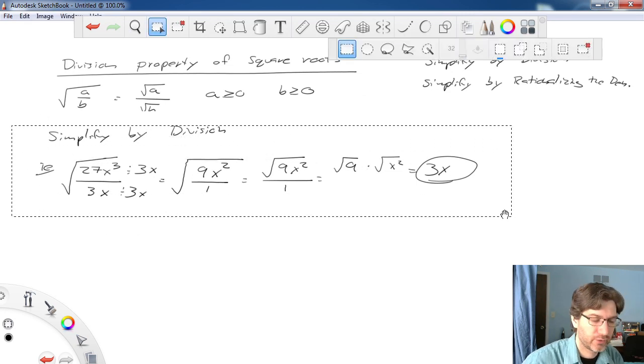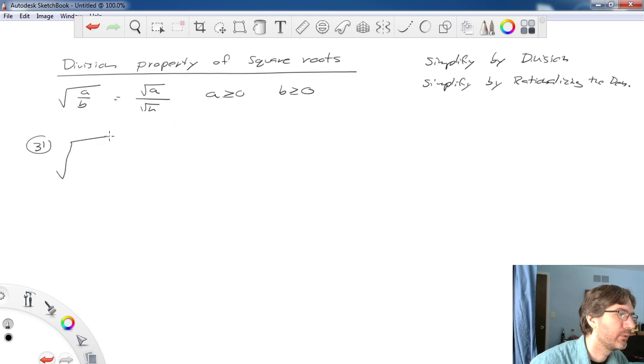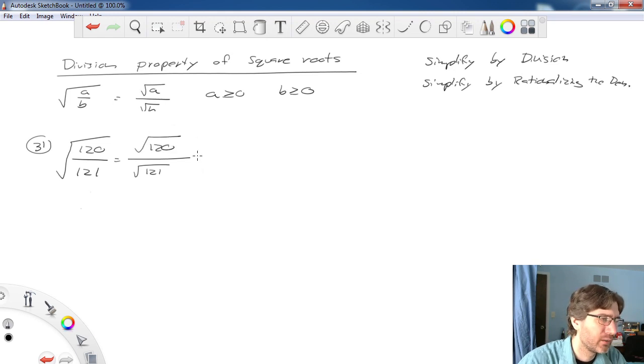31's not too difficult because you got that perfect square as a denominator. Hopefully you know your 11's tables, but looking at 31, you get the square root of 120 over 121. Right, you know right away this 121, that's 11 times 11, right? So that's a perfect square for 11. So let's go ahead and pull it apart and deal with that. So this is going to be the square root of 121, which again is going to turn out to be 11. And this will be the square root of 120, which equals the square root of 120 over 11.